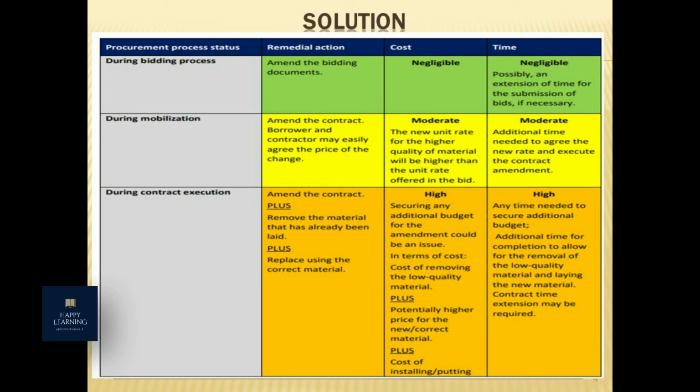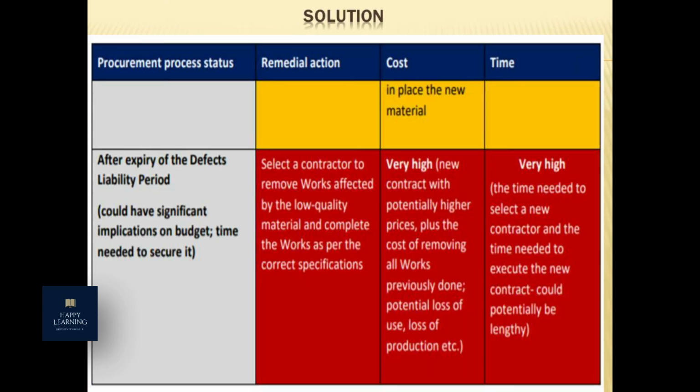cost and time are moderate. During the contract execution period, amend the contract plus remove the already laid material and replace it with the correct material. The cost and time required are very high. And at the final stage of the procurement process, the remedial action is to select a contractor to remove works affected by the low quality and complete the works. The cost and time are possibly very high. This was the small analysis.